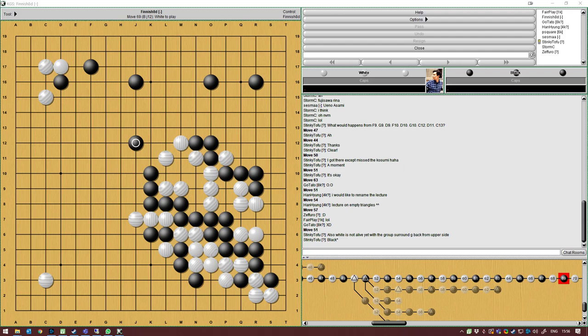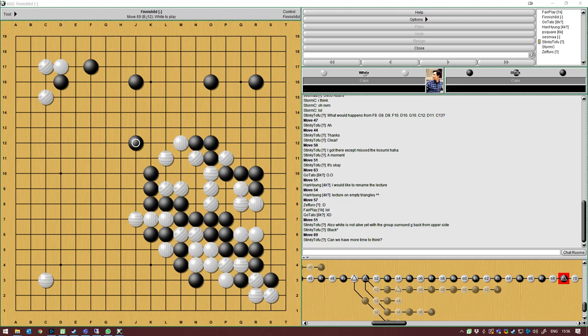This one is not about the next move, not about the shape move. It is rather about what you think of white's right side group. Do you think it is in danger, or do you think it can die? Sure, I will wait a bit.